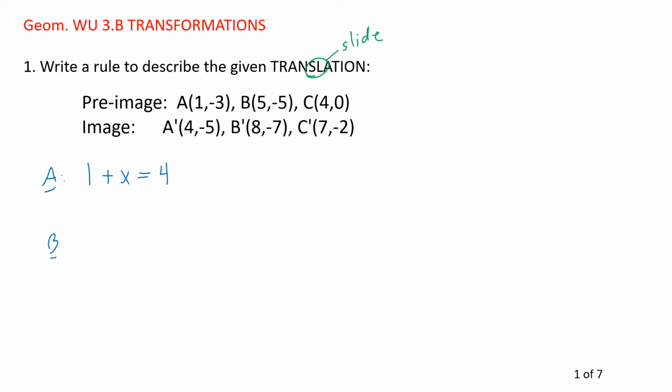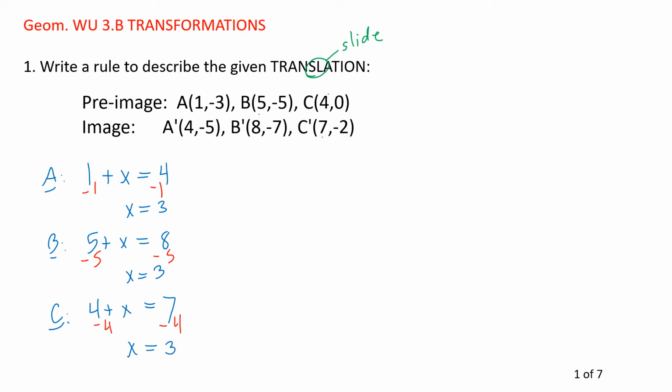I could do the same thing for all three of them. It should be the same. On x, you start with 5, you add x to it, you get 8. On c, you start with 4, you end up with 7. So what am I adding to all these? Looks like it's going to be 3 units to the right, and it is the same for all three of them.